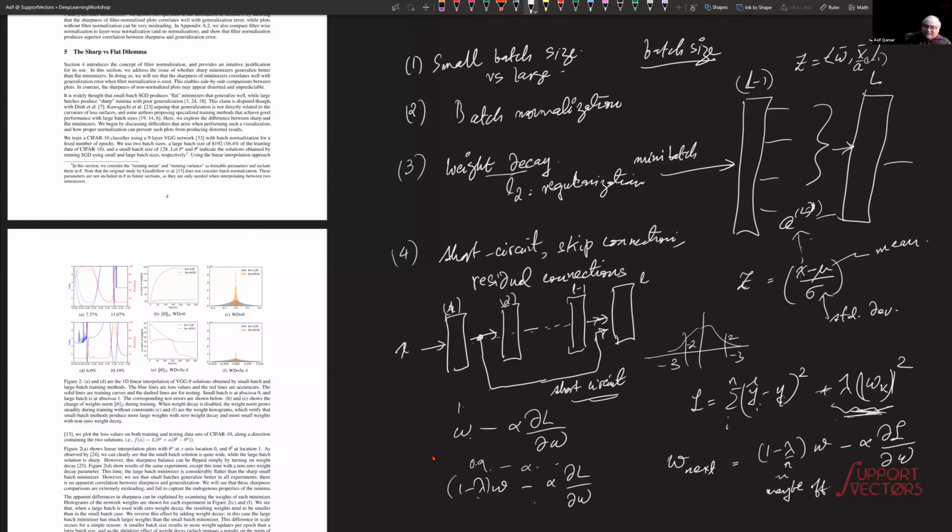When you put in a short circuit, we know that it is very essential, and only then can you create really deep neural networks. This work came out in the year 2014. I believe it was Microsoft. They proposed the ResNet architecture.